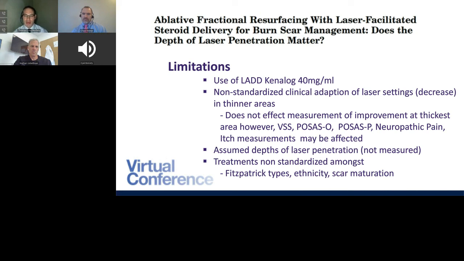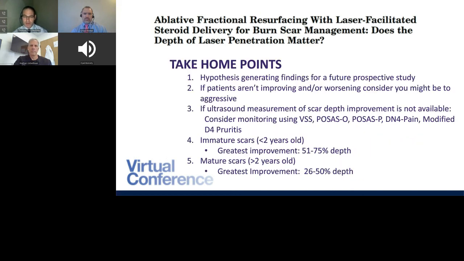This is something that's learned with time and something that I try to challenge myself with every time, to get a good appreciation for how thick those scars are, because that's how you're going to decide how to adjust your settings. So take-home points. This was, as I mentioned, an interesting study. It brings up lots of questions. It's hard to apply this to your own clinical practice. Most of us don't measure thickness with ultrasound. But it is interesting to note that what they saw for immature scars, those younger scars, had the greatest improvement with treatment ablation between 50 and 75% depth, whereas the more mature scars tended to improve with less energy settings required.